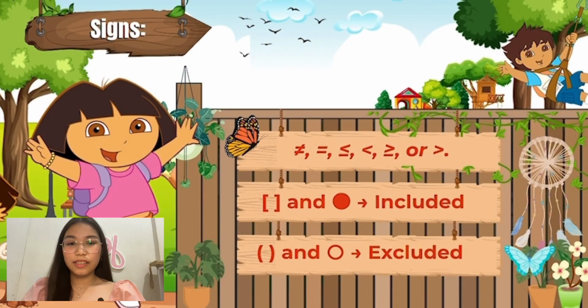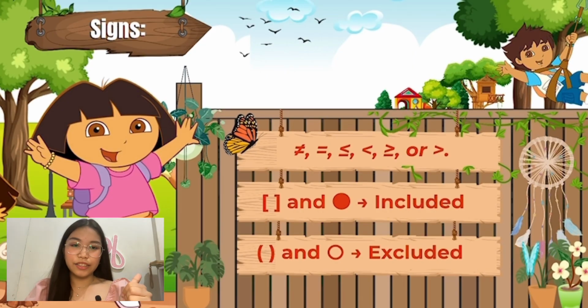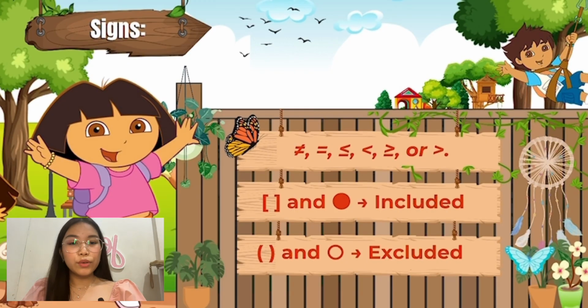Next, we have the signs. We'll use these later when we solve. We have not equal, equal, less than or equal, less than, greater than or equal, and greater than. Next, we have brackets and a circle with shade. We use those if the number is included. We also have parentheses and a circle with no shade. We'll use those if the number is excluded.